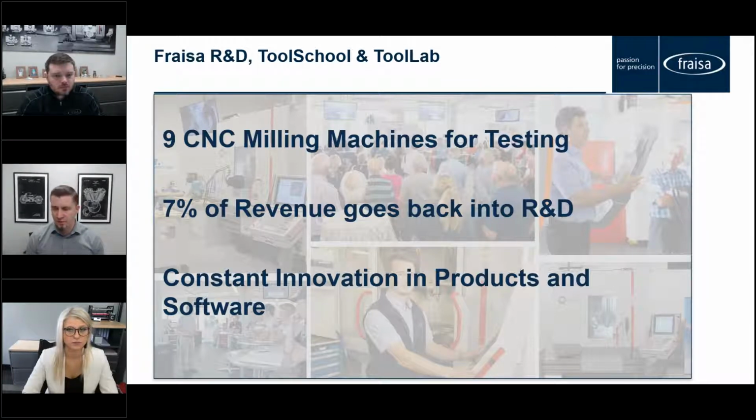7% of the revenue that we earn goes straight back into research and development. That's about double of any one of our competitors out there. So most competitors are in the 2 to 3% range. We're putting 7% back into R&D, and we come with a constant wave of innovation in our products and in our software.